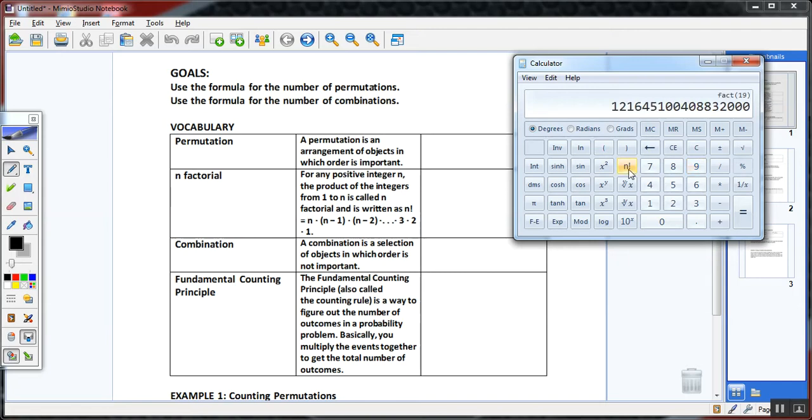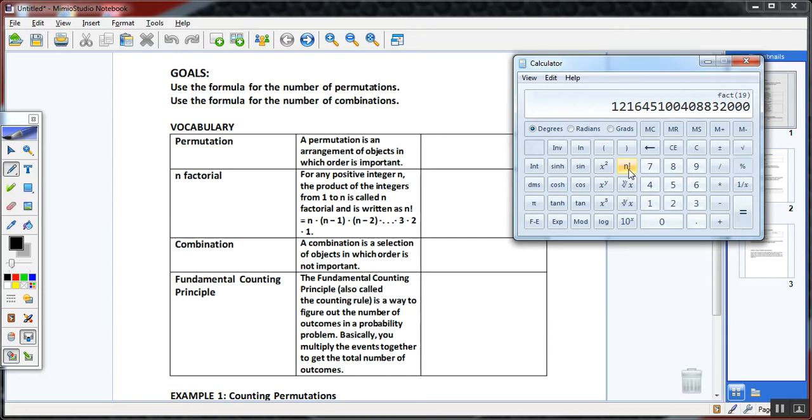That means that there are, oh my gosh. Whoa. I got 1.2 E to the 17. Do I know how many different ways I can arrange you guys? 121 quadrillion, 645 billion, 100 million, 408 thousand. That's a ton.